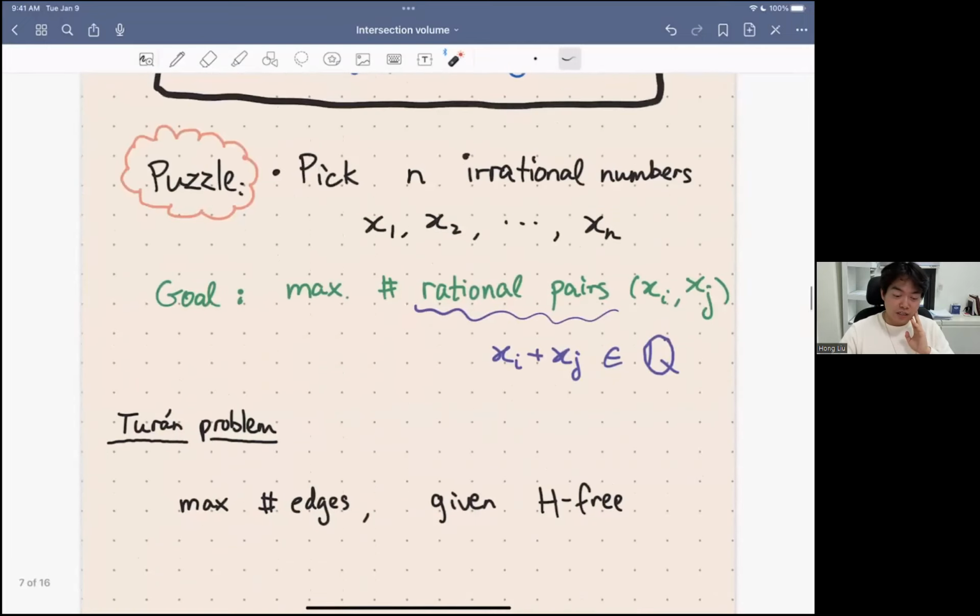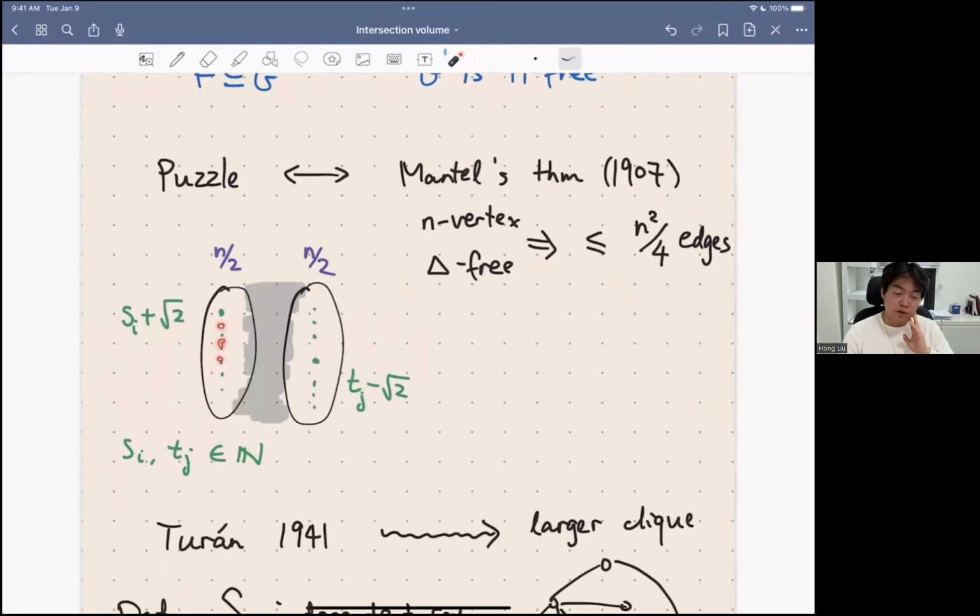So the strategy is we want to think of these numbers as the vertices of your graph, okay? And you want to choose one side as numbers of the form s_i, some natural number plus √2, okay? And the other side is another sequence of natural numbers t_j minus √2. So they are all irrational, but the cross sums are rational. This is best possible just by observing that if you build an auxiliary graph where the vertices are the irrational numbers and you put an edge if they are a rational pair, it's triangle-free.